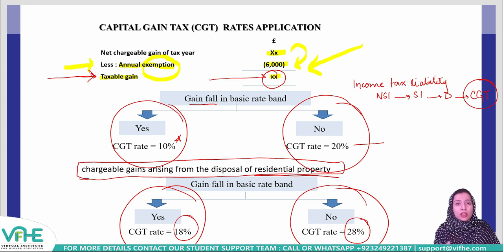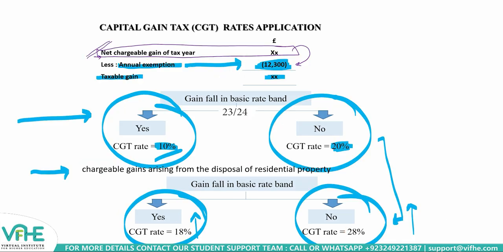Except for this disposal, all the assets, when they are sold, usually get caught under the basic rate of 10% and higher rate of 20%. And from now onwards, I am going to tell you the normal situations where the basic rate of 10% and higher rate of 20% shall apply. And the residential property tax implication will be discussed at the end of this chapter.